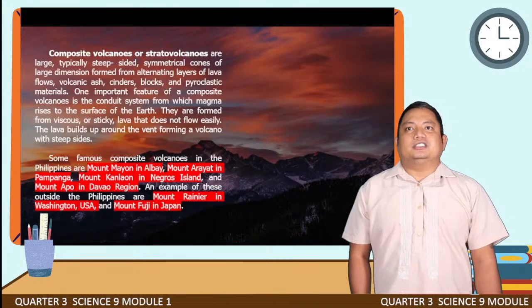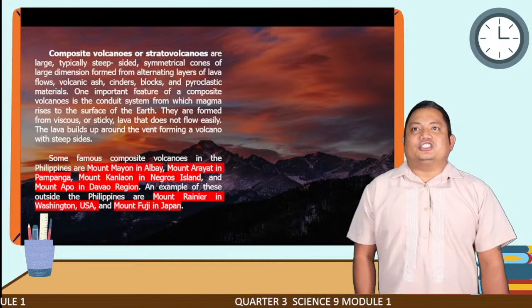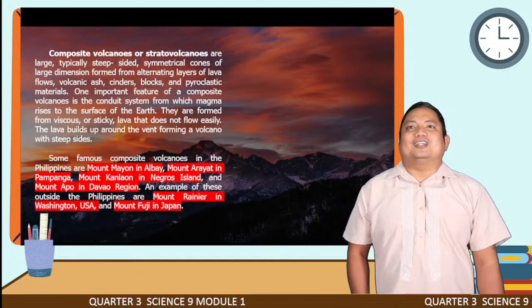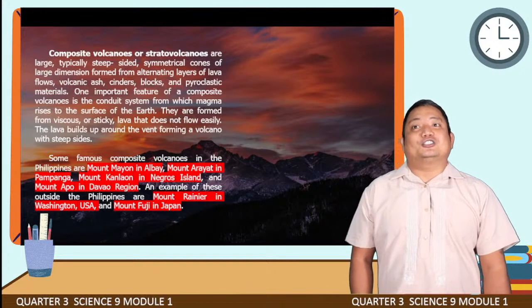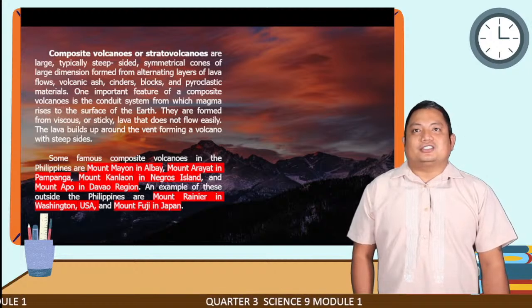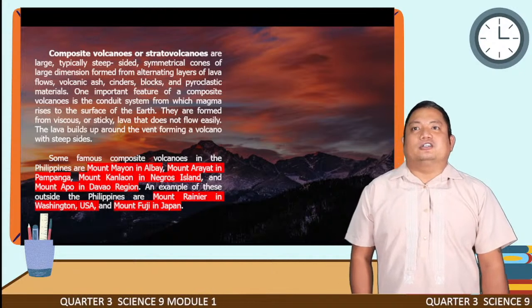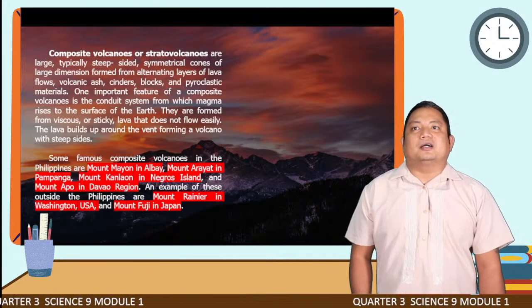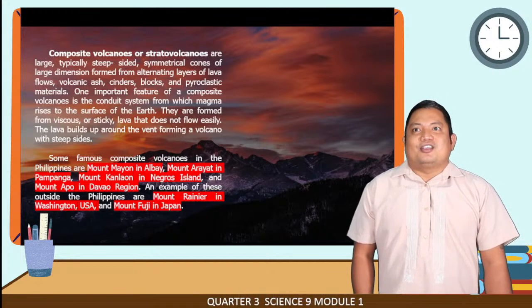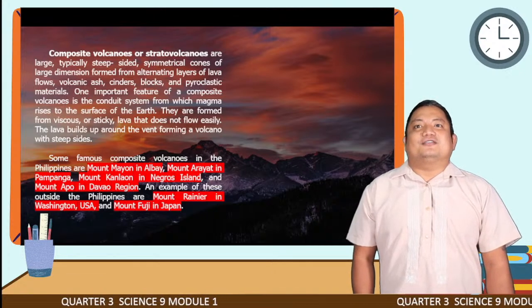Next are the composite volcanoes or stratovolcanoes. They are large, typically steep-sided, symmetrical cones of large dimension formed from alternating layers of lava flows, volcanic ash, cinders, blocks, and pyroclastic materials. One important feature of a composite volcano is the conduit system from which magma rises to the surface of the earth. They are formed from viscous or sticky lava that does not flow easily.